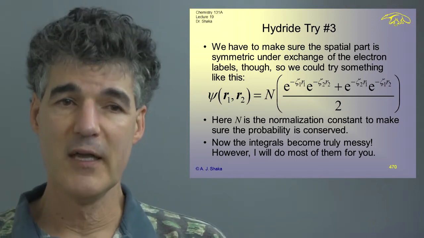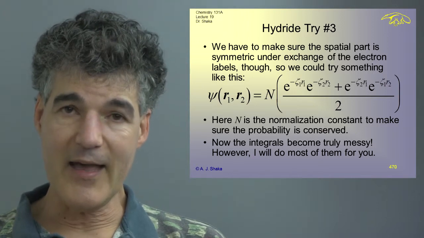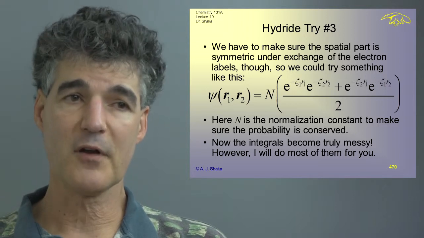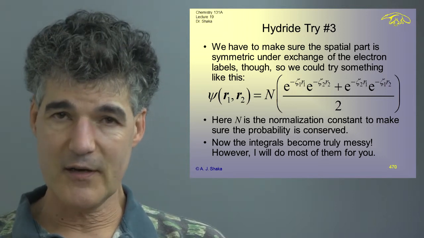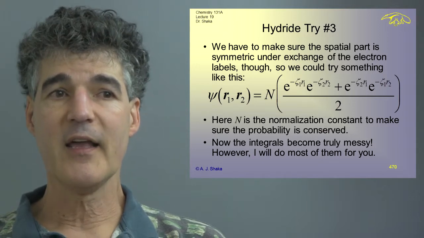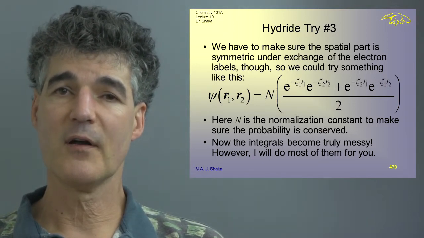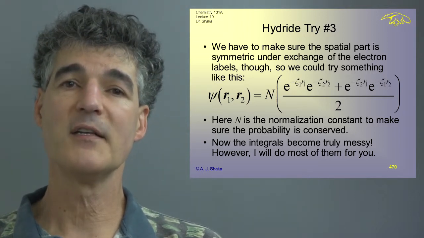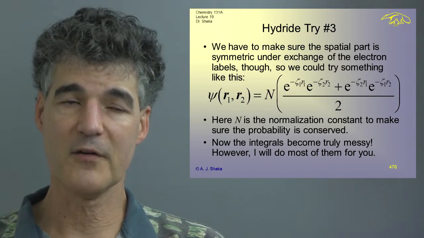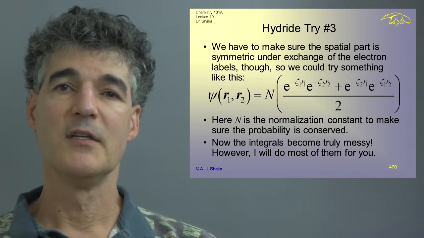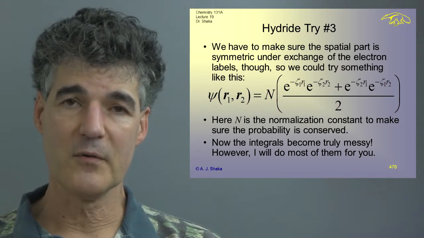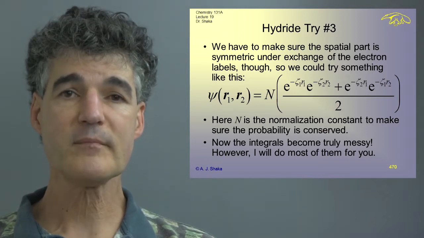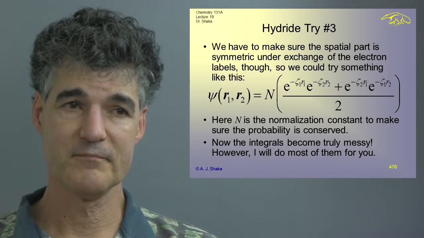And so what we have to do is pick a guess now at a wave function that, on slide 470 here, is symmetrical. I have a normalization constant out in front, what I've just called n, and then I have e to the minus zeta 1 r1, e to the minus zeta 2 r2, plus the other way round, e to the minus zeta 2 r1, e to the minus zeta 1 r2, and then divide by 2, just so that when zeta 1 is equal to zeta 2, it's equal to the one we tried before. And that way we can check our previous answers.